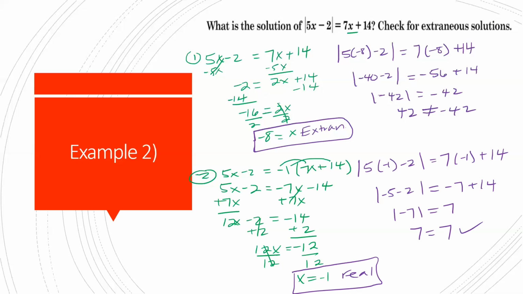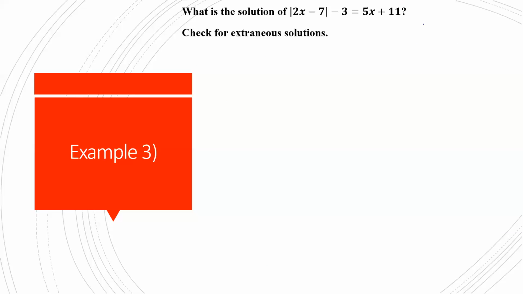Okay, our last one we're going to do together. All right, so notice here on this original, it actually has a term outside of the absolute value. So before I can do anything, I'm going to need to move that term. In order to move that term, I'm going to have to add 3 to both sides, right? So my original now is the absolute value of 2x minus 7 equals 5x plus 14. This is my new OG, my new original, okay?